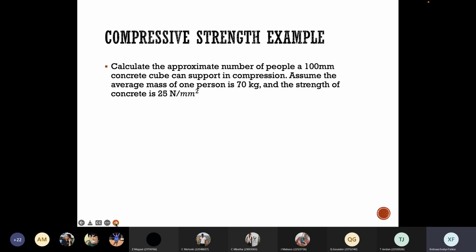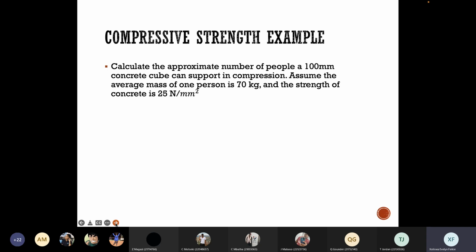Assume the average mass of one person is 70 kilograms and the strength of concrete is 25 newtons per millimeter squared, right? So this is the information that they gave you. They say, calculate the approximate number of people a 100 millimeter concrete cube can support in compression.